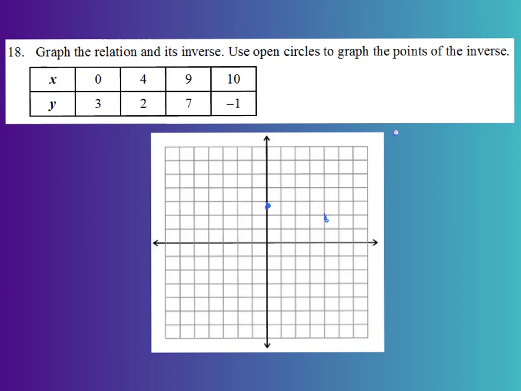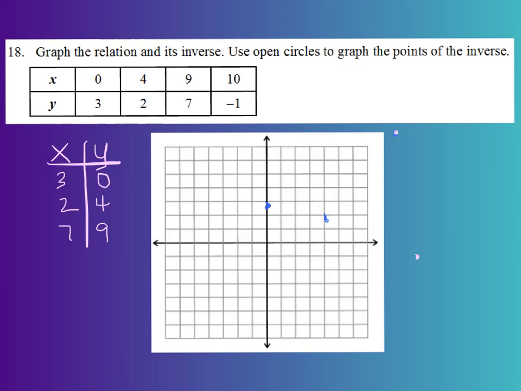And then I'm going to go ahead and find the points for my inverse. The way I do that is by creating another table of values, except here I'm just switching my x and my y values that I was given. So instead of the point 0, 3, I have the point 3, 0. Instead of 4, 2, I have 2, 4. I have 7, 9. And I have negative 1, 10. So I'm going to plot those points on this graph as open circles.